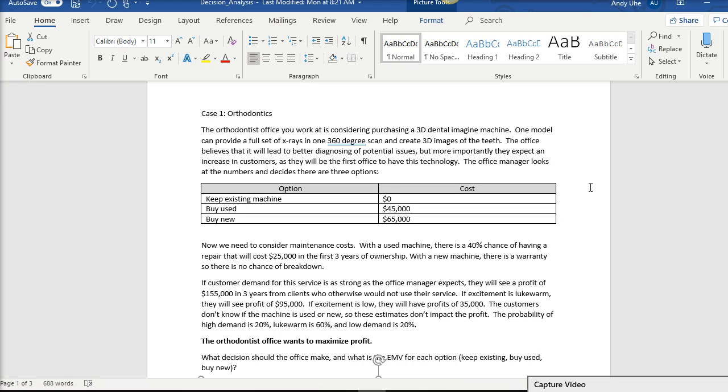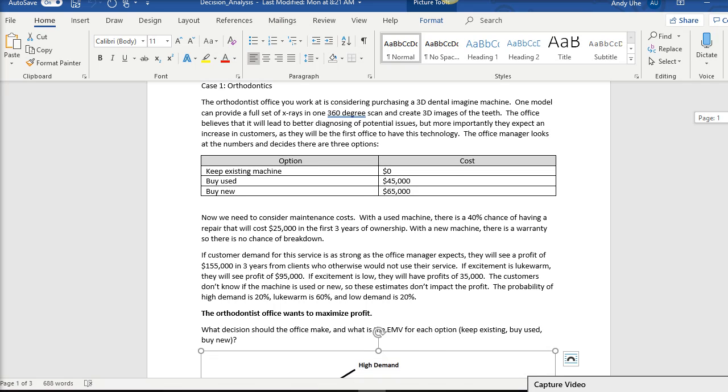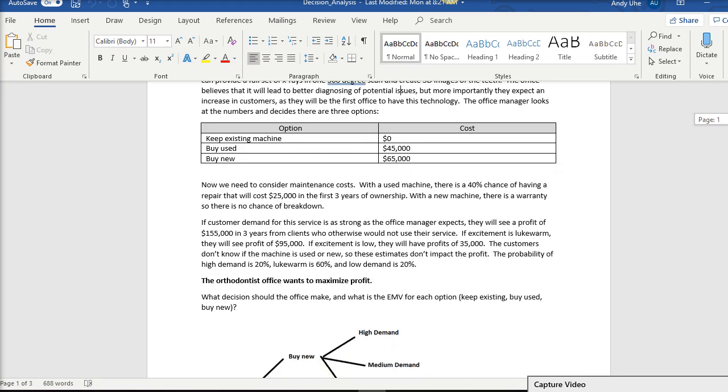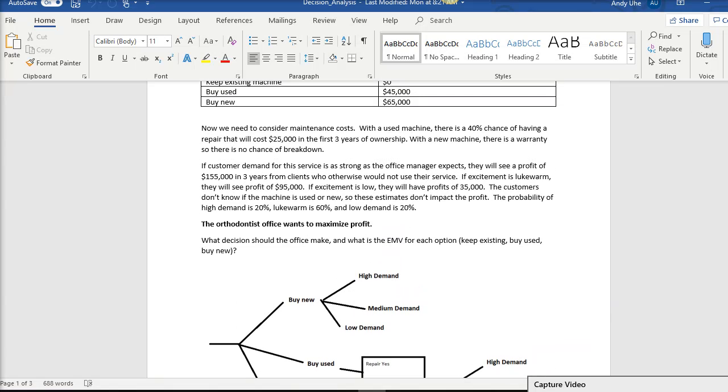So for those of you who missed the class Monday, we went over decision analysis, and I have a case here that is on an orthodontist office. This was for you, Amber. I tried to come up with a scenario where a company is contemplating a 3D dental imaging machine, and they can either buy a used one, a new one, or keep their existing machine. And one thing with buying a used one is there's a 40% chance of having a repair that will cost $25,000 in the first 3 years.